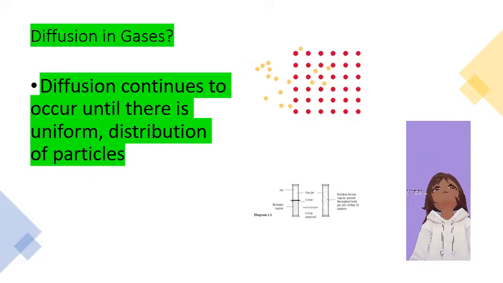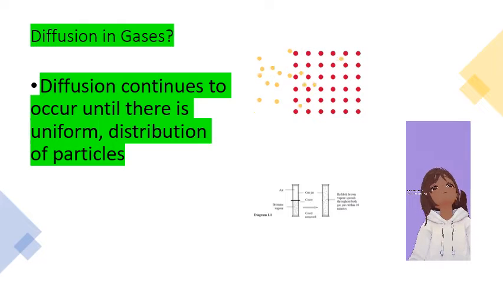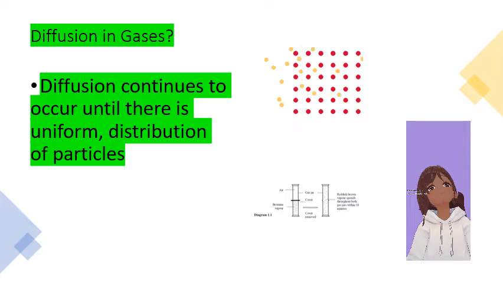So you might ask, is there an end? When does diffusion end? Diffusion will continue to happen. It will continue to occur until there is uniform distribution of particles.